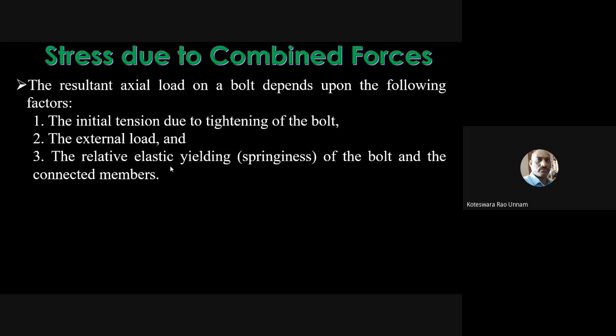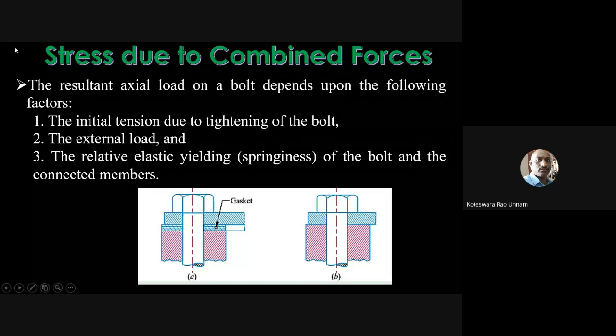So how can I decide whether a fraction of the total external load is taken by the bolt, or whether the bolt is not taking any load at all? For that there are some factors here. You can see different types of connections here. Here you have a soft gasket, and here you have a rigid one. Based on these two connections, you can decide in which case the bolt will take the total load and in which case the bolt will take no load.